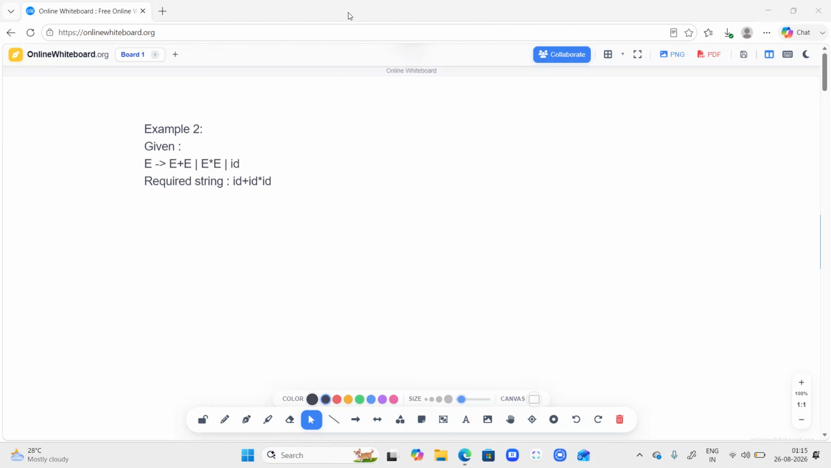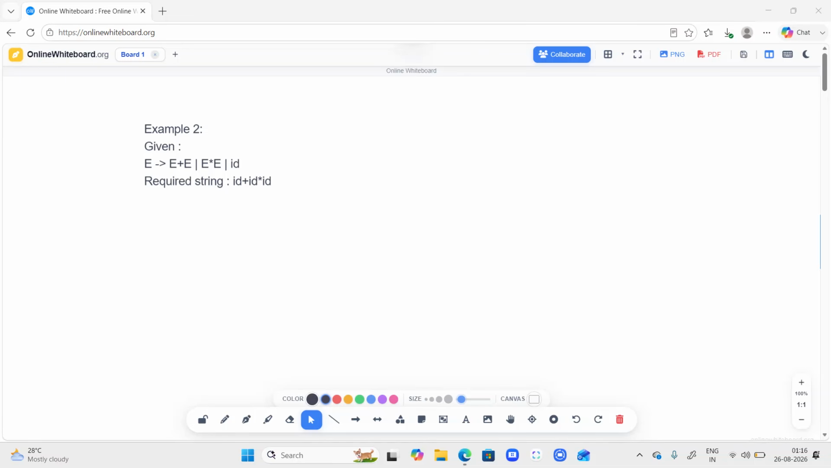Hello everyone. Let's see another example on parse tree and derivation. So in the question you have been given the production rule that begins with E. It has operator plus, operator multiplication, and it has a terminating symbol ID. The string that you are asked to generate is ID plus ID into ID.